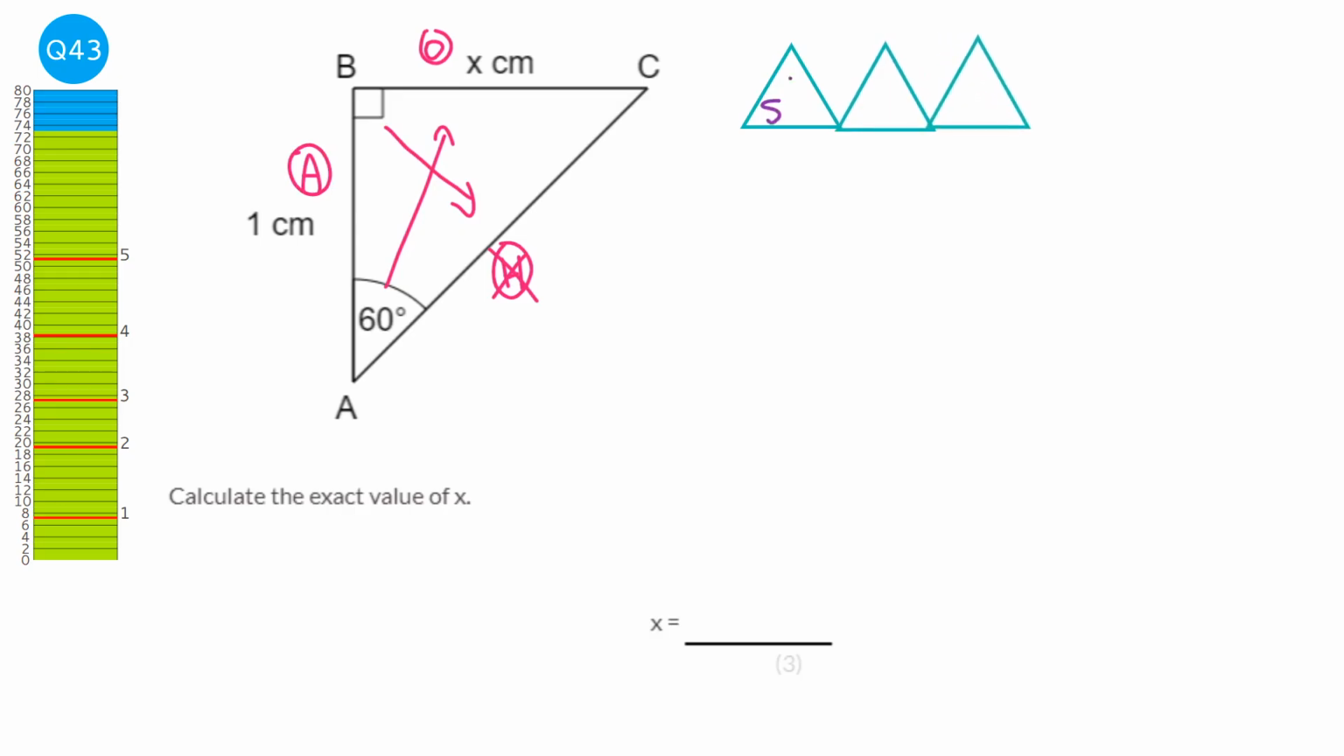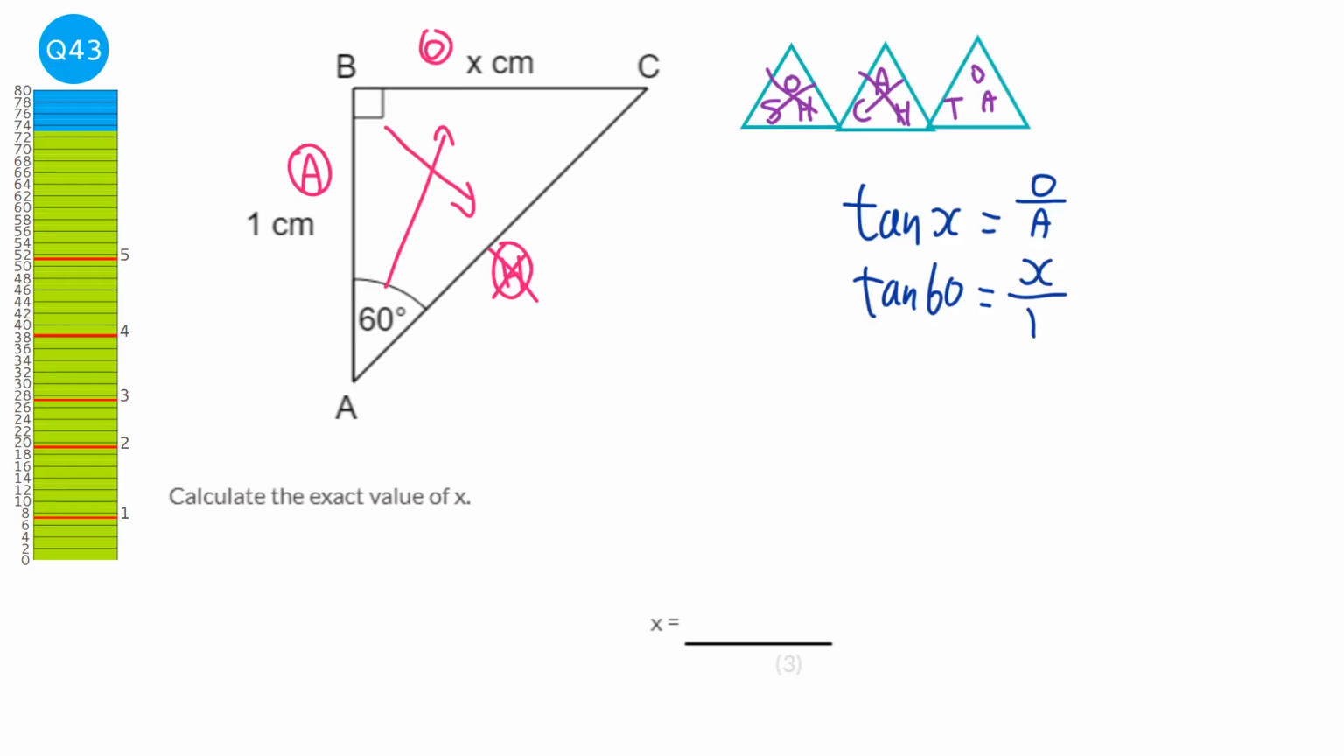So we've got SO, CA, TOA. Now we've crossed out the H, so we're not going to be interested in the SO or the CA. So it's going to be TOA. TOA is short for tan the angle equals opposite over adjacent. The angle is 60, so it's tan 60 equals x over 1. And so now here we're looking for the exact value of x.